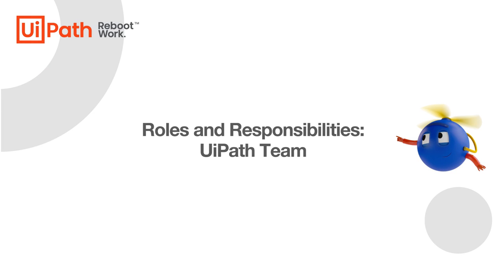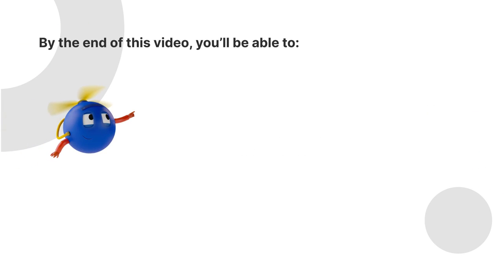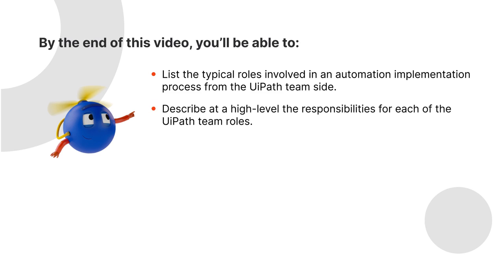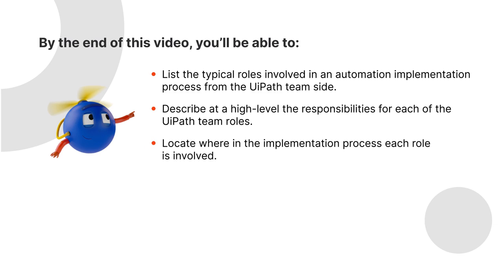Hello and welcome. By the end of this video, you'll be able to list the typical roles involved in an automation implementation process from the UiPath team side, describe at a high level the responsibilities for each of the UiPath team roles, and locate where in the implementation process each role is involved.